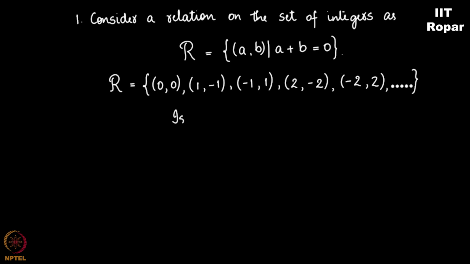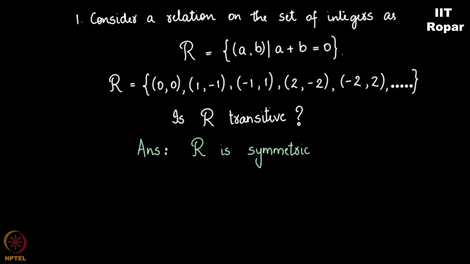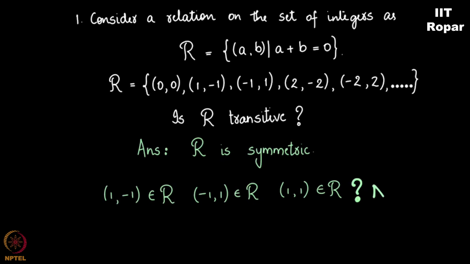Now, is this a transitive relation? This relation is definitely symmetric. I'll leave it to you to just observe that. Let me see if it is a transitive relation. If (a, b) belongs to R and (b, c) belongs to R, we should check if (a, c) belongs to R. Now, (1, -1) belongs to R, (-1, 1) belongs to R. But does (1, 1) belong to R? Definitely no, because 1 plus 1 is equal to 2, which is not 0, and hence (1, 1) does not belong to R, and hence this relation is not transitive.